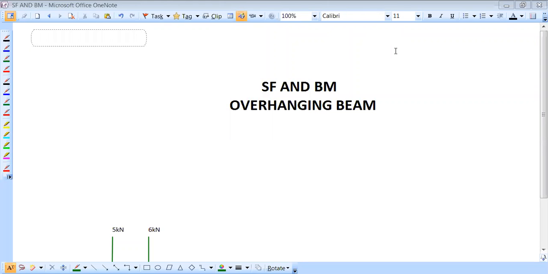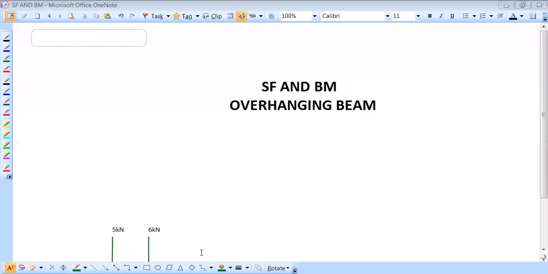Overhanging beams. First of all, what are overhanging beams? In the previous class, we learned how to draw the different types of SFD and BMD for simply supported beams and cantilever beams. Today we are going to discuss the overhanging beam. How can we draw the SFD and BMD for an overhanging beam? So let's start. First of all, what is an overhanging beam?